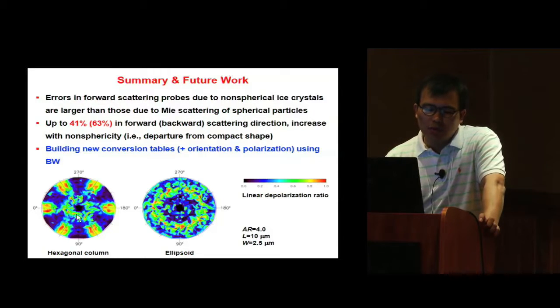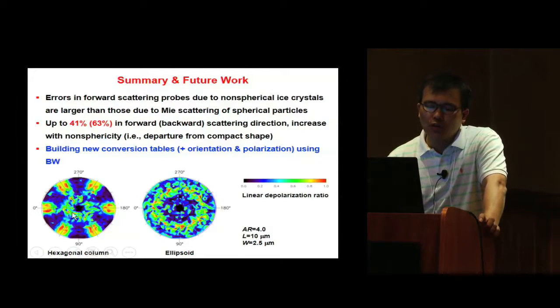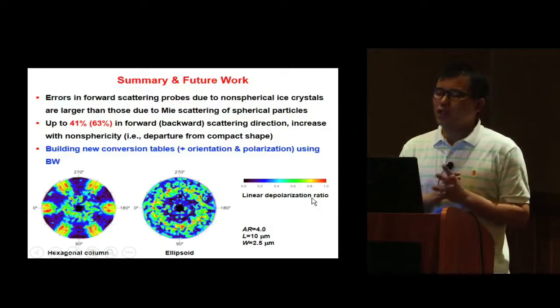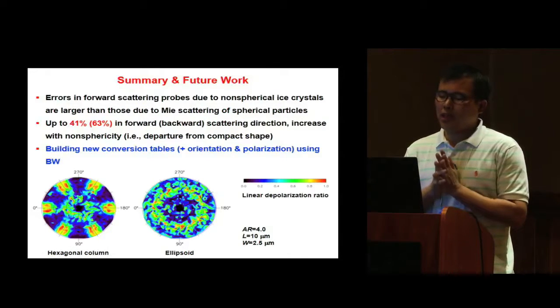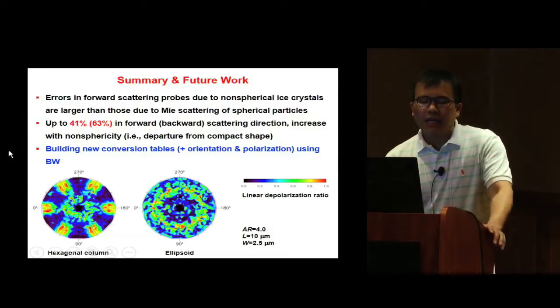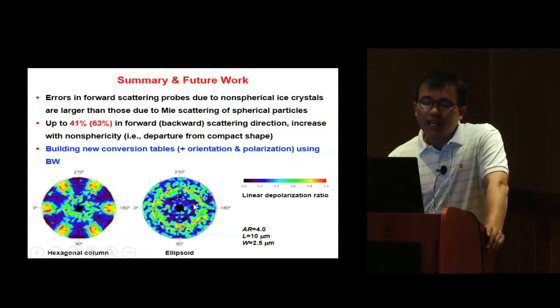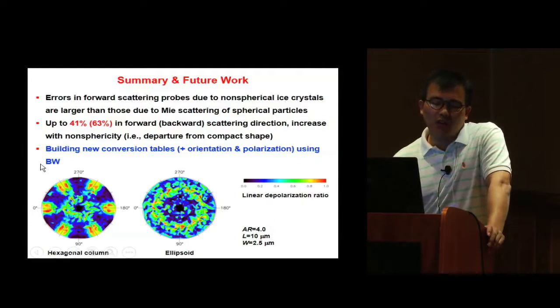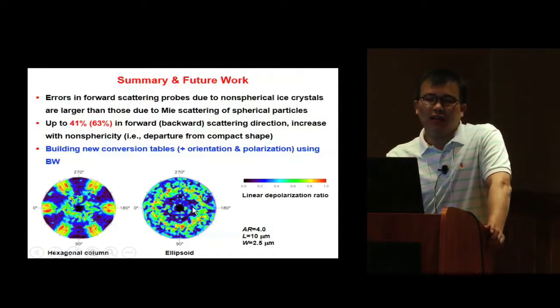For example, this bottom figure shows, on the left, a hexagonal column and, on the right, an ellipsoid. And this figure shows the linear depolarization ratio. So this one is polarization information. And they are exactly the same size, but they show very, very different polarization information as a function of particle orientation. Okay, yeah, that's all.